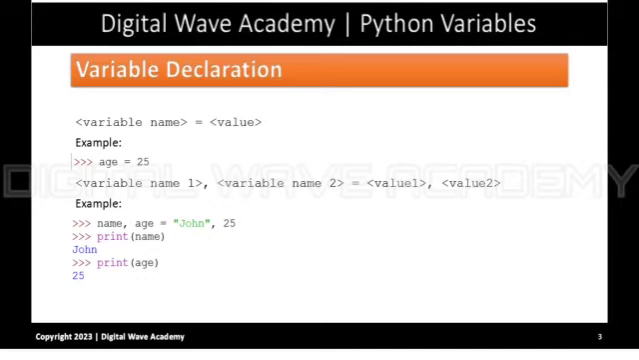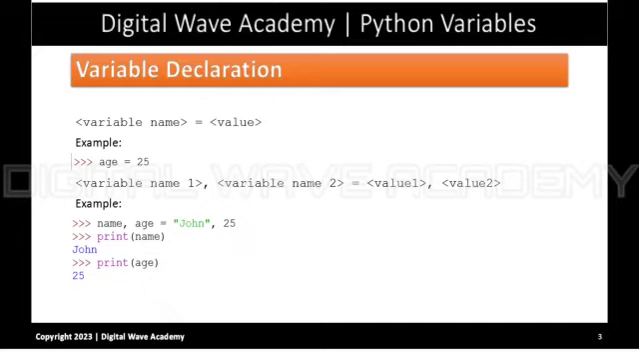We can also declare multiple variables on the same line using the format variable name 1, variable name 2 equals value 1, value 2. An example is as follows: name, age equals John, 25. When we print name, it returns the name John. And when we print age, 25 is returned.